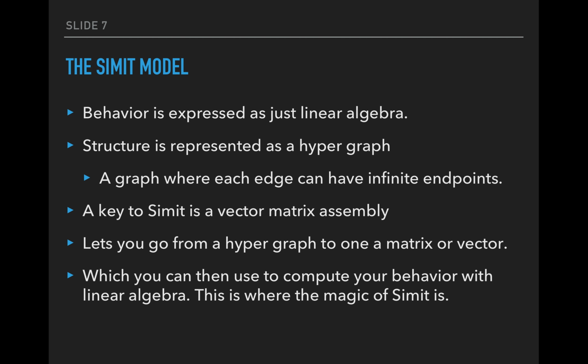A hypergraph is something where each edge can have infinite endpoints. And then a key to SIMIT, once you have these two things, is a vector matrix assembly, which lets you go directly from the structure, in this case a hypergraph, to a matrix, automatically, and then you automatically apply the linear algebra to it in the same loop. So this is all built in, and it's tightly cohesive. And so this allows you to compute your behavior with linear algebra very easily.